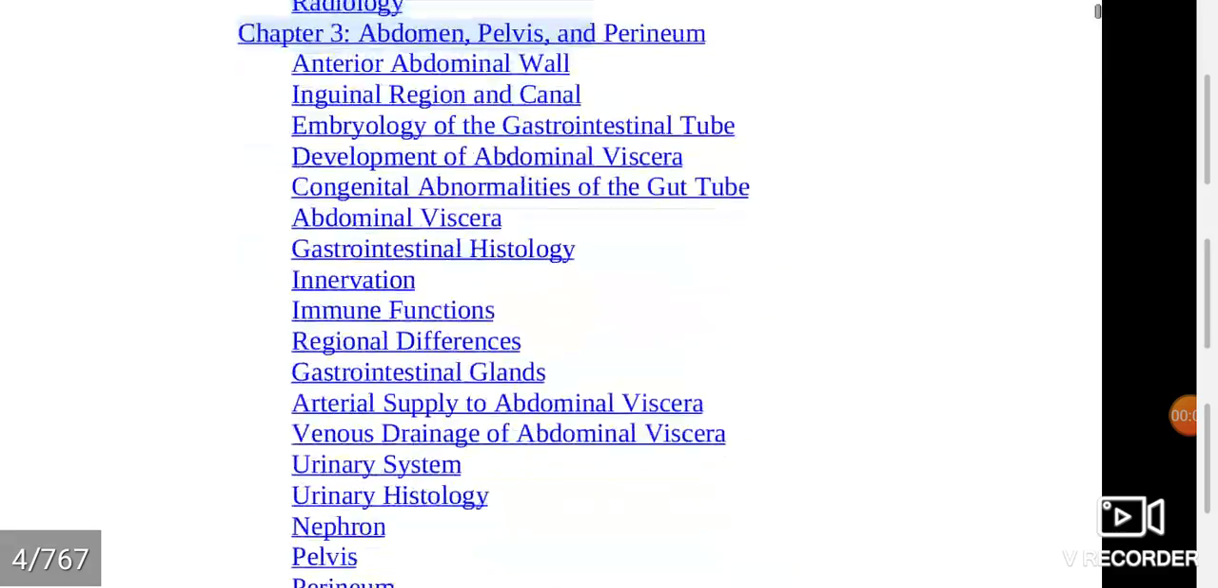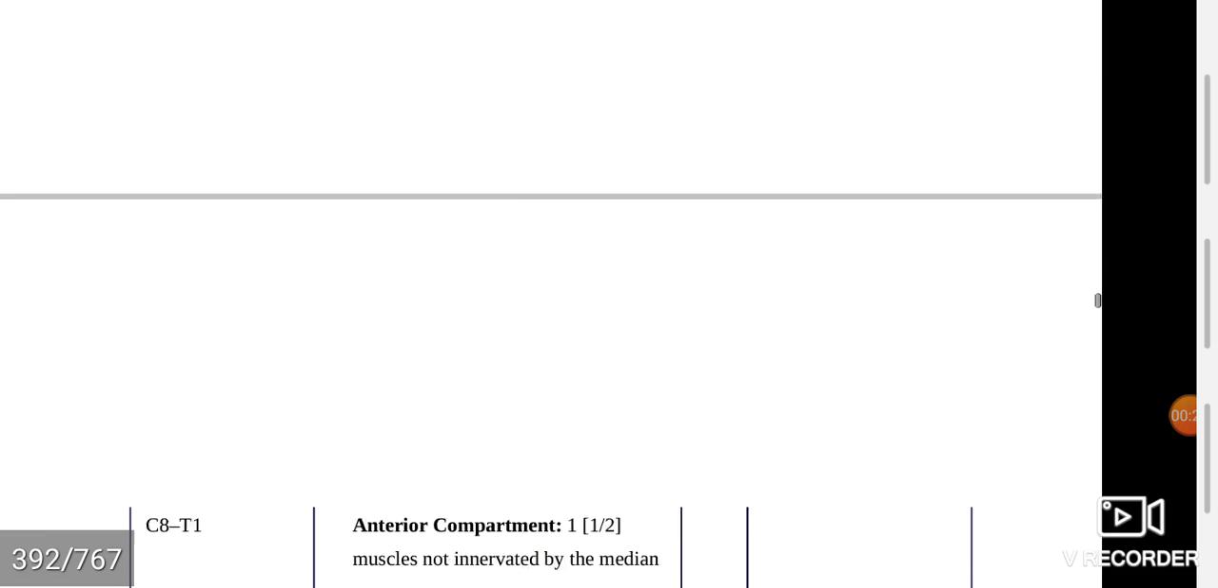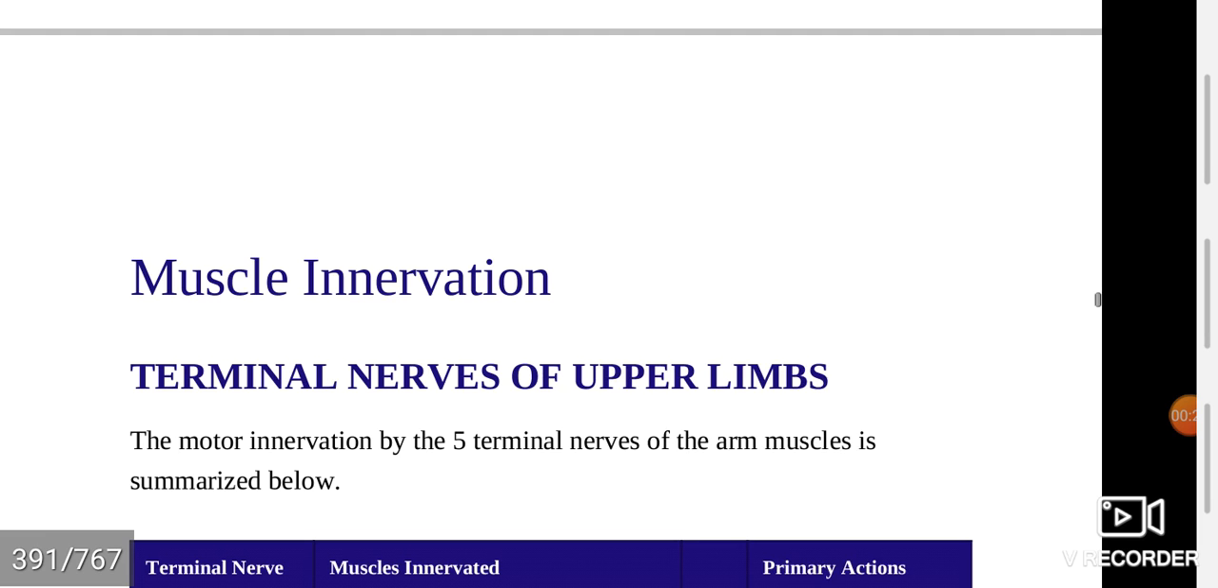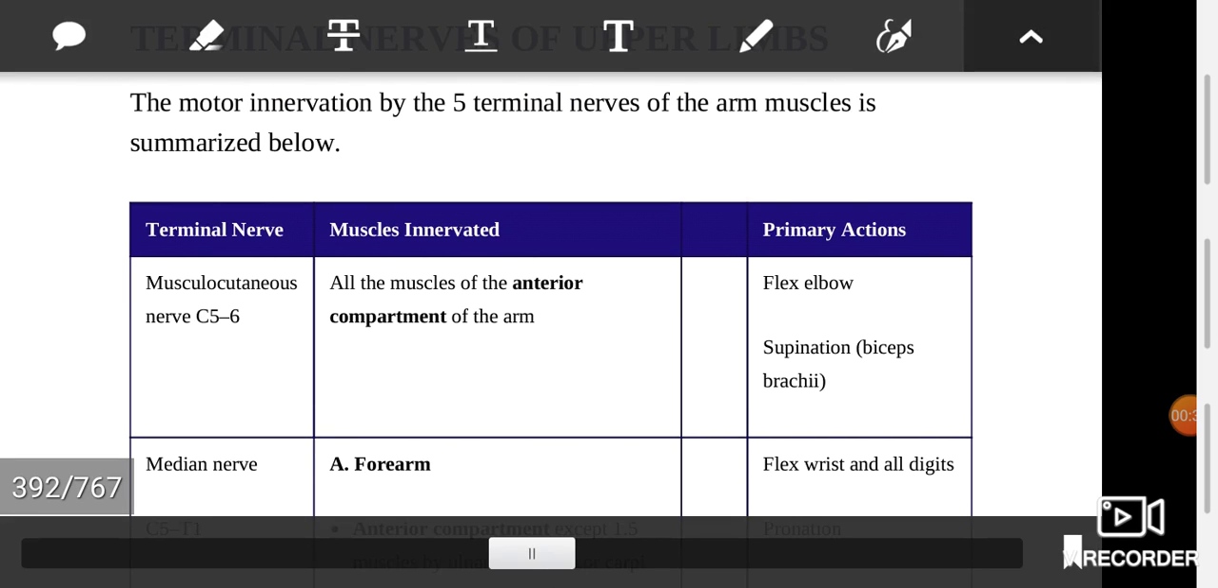In the last video we have already discussed the brachial plexus. Now we will discuss muscle innervation. In the last video we learned that we have 5 terminal nerves.